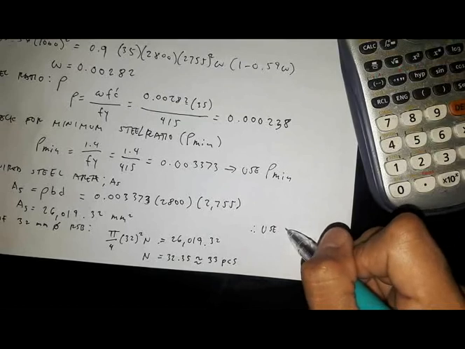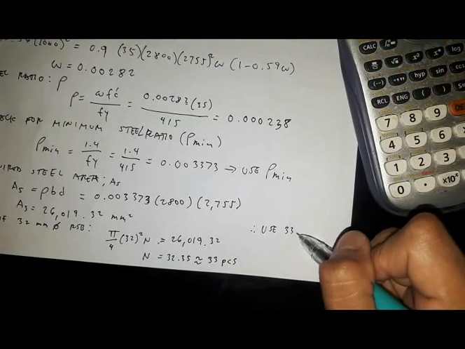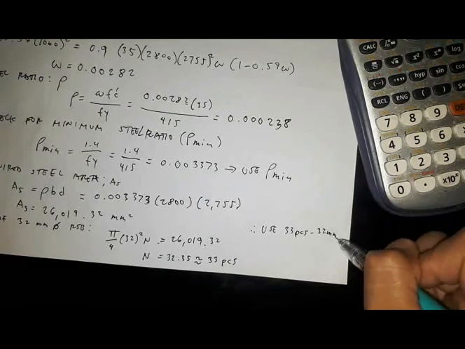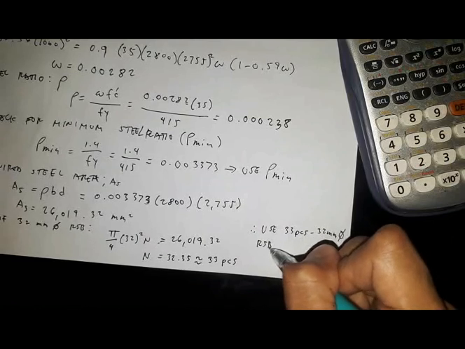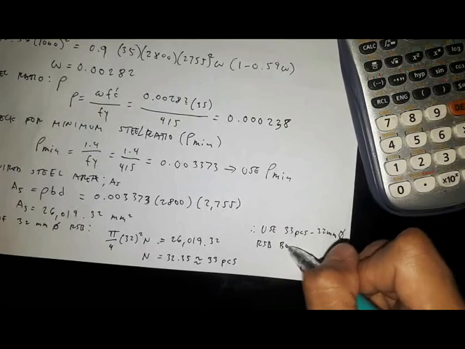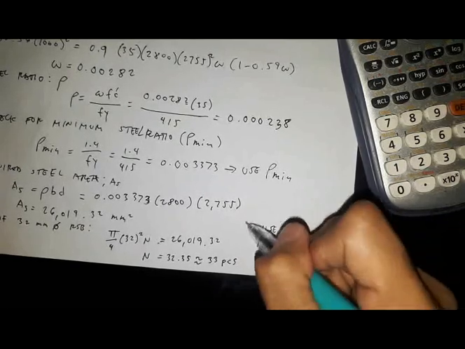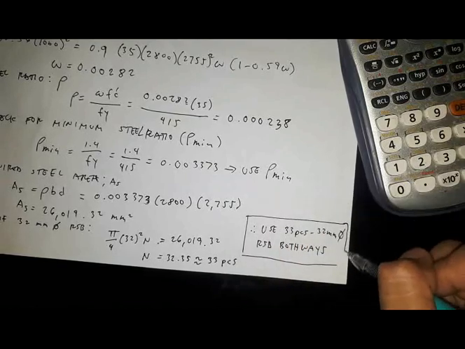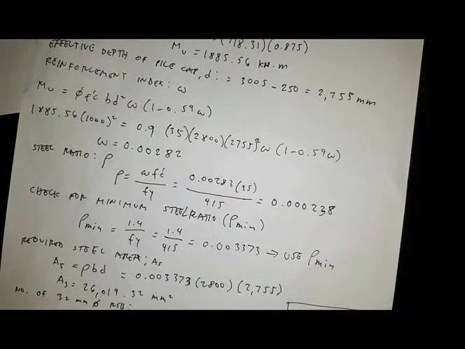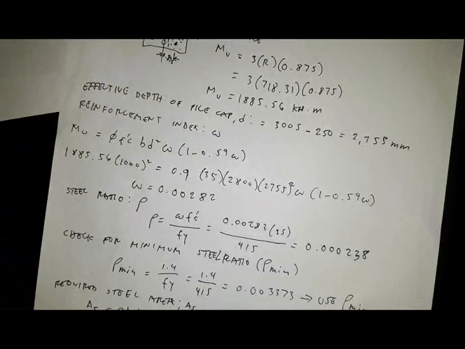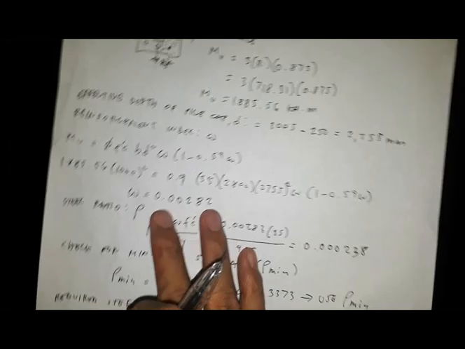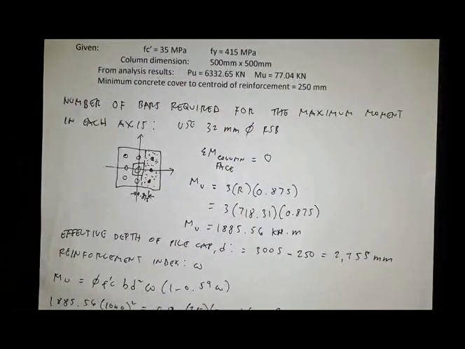So therefore, use 33 pieces of 32 mm diameter RSB both ways, and that ends the design of pile foundation using the data, the soil test, and the specs of structural piles.